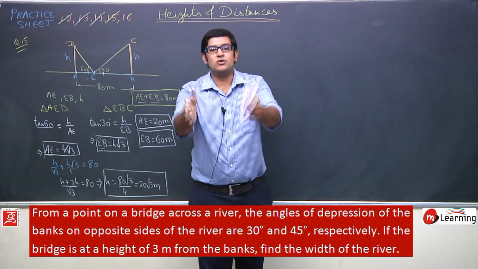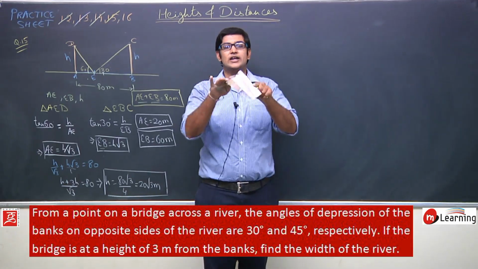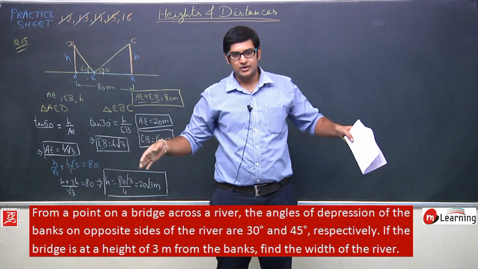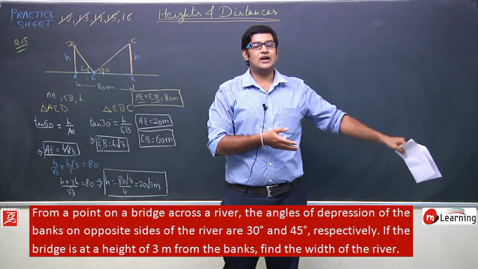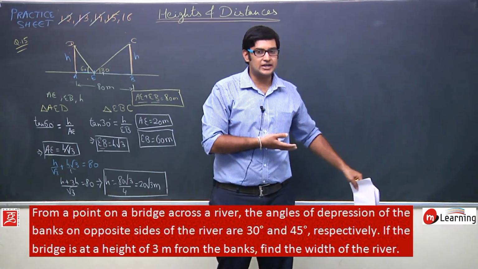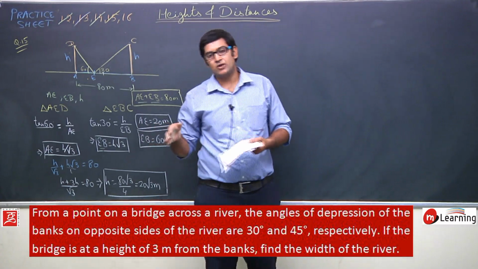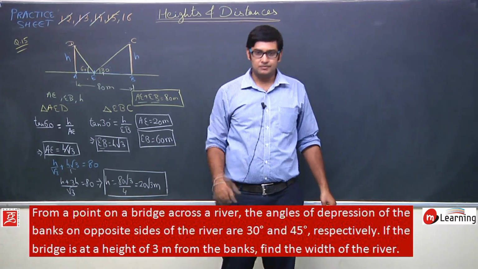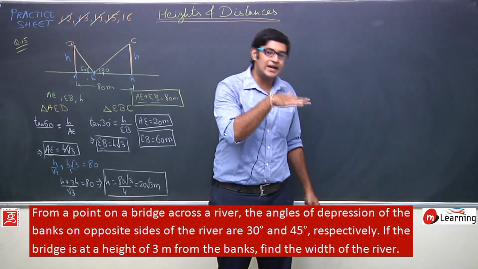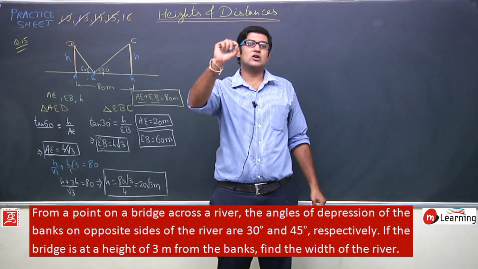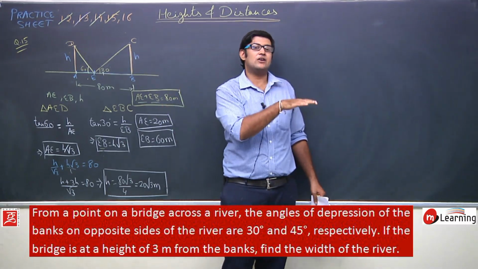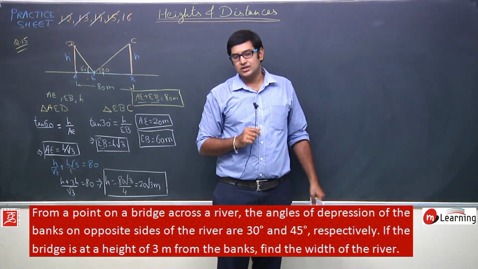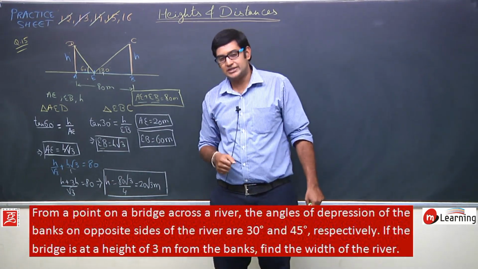So it says that there is a river flowing and there is a bridge over it. If I stand on the bridge and observe the opposite banks of that river, I will find that the angle of depression of one bank is 30 degrees and the angle of depression of another bank is 45 degrees. Now, why does it say angle of depression? Because the bridge is above the river. So to observe the banks, I need to move my head downwards. Standing on the bridge, if I want to see the banks of the river, I will have to lower my head, then only I will be able to see the banks. So definitely angle of depression should come into the picture.